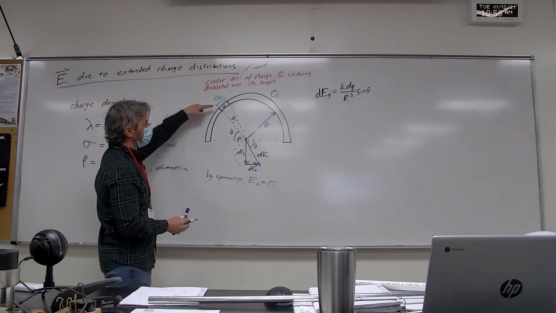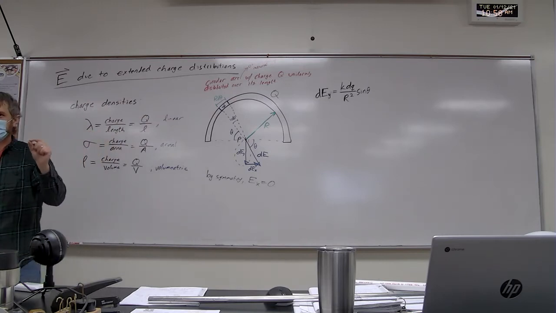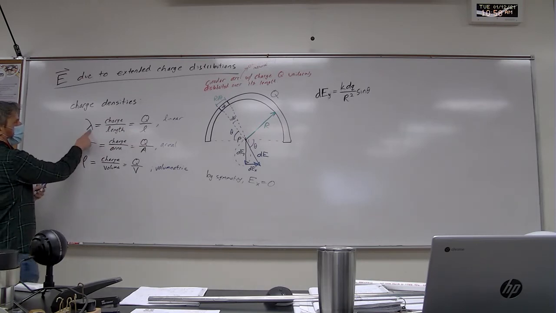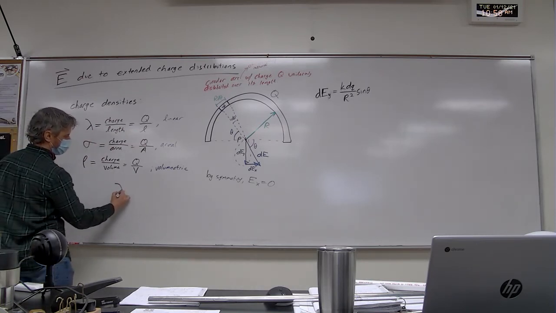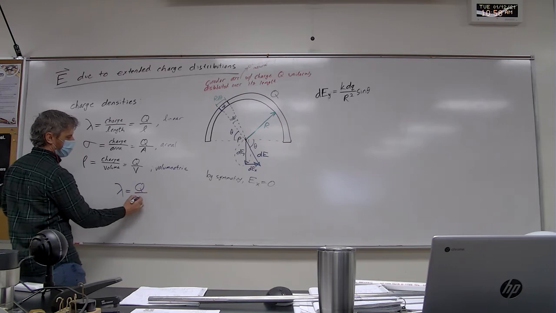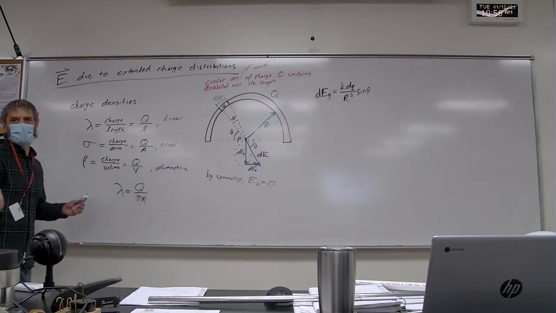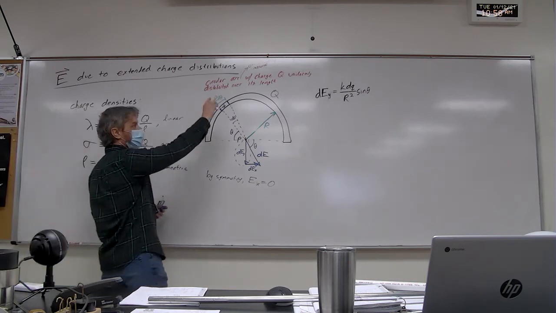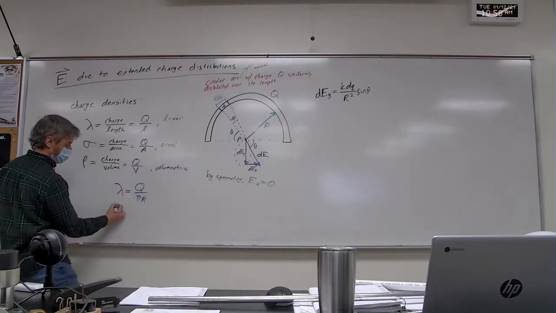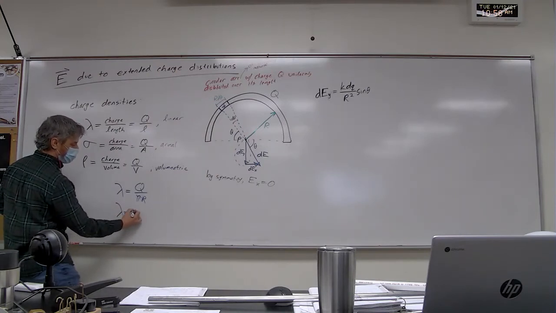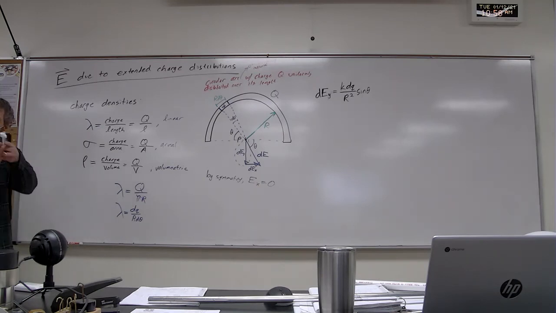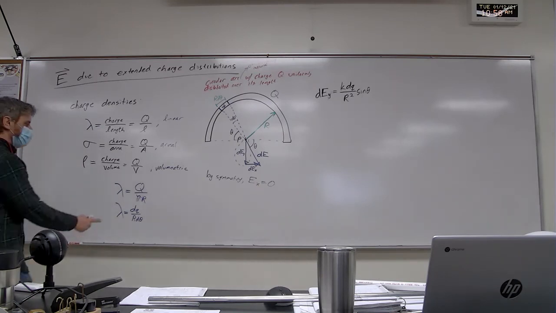And so dq is going to be the charge density times the length on which that charge resides. Lambda is charge per unit length. In this case, that length is pi times the radius, not 2 pi times the radius, which would be the circumference of the whole circle. Macroscopic, remember we do macroscopic and microscopic. Macroscopic is Q over pi times r. The microscopic is just dq over r d theta. R d theta is the length of the segment on which the charge resides. dq is the amount of charge there.